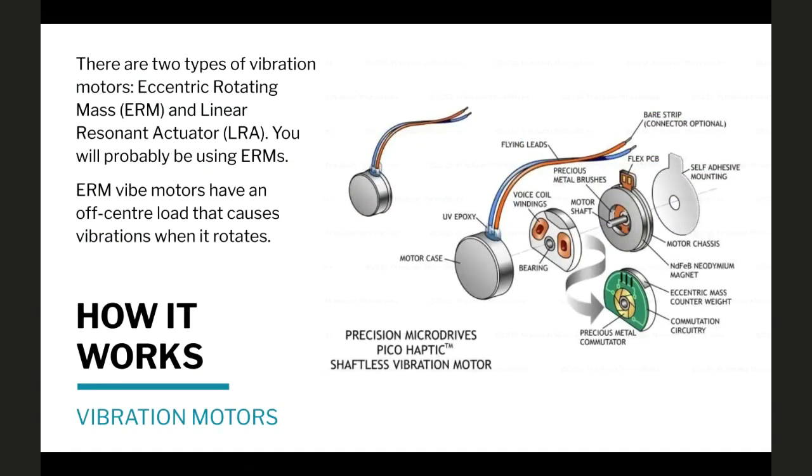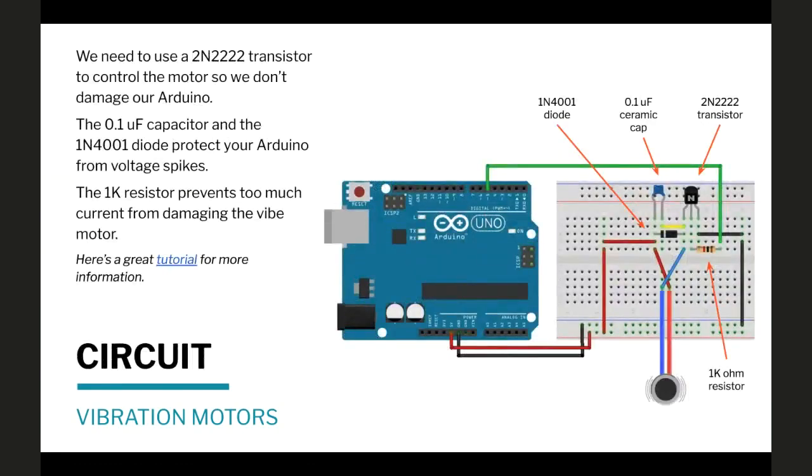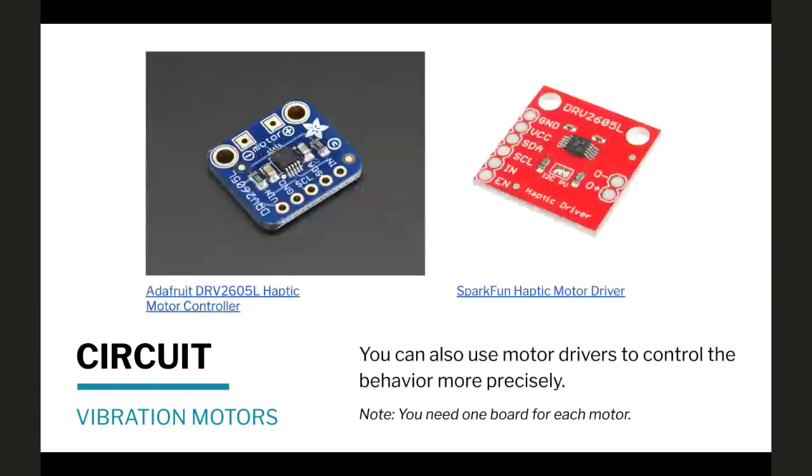It's helpful if you decide to take a deep dive into vibration motors. You should use a transistor to control your motor with your Arduino so you don't damage it. Here's the circuit if you want to connect it to an Arduino, or you can also connect it to a 3-volt battery and just make a switch in between if you don't want to go in depth with Arduino.